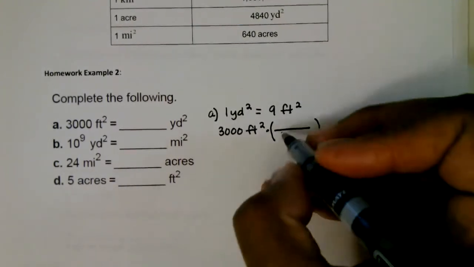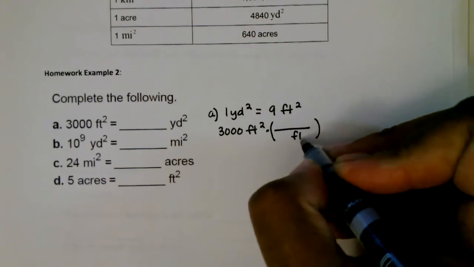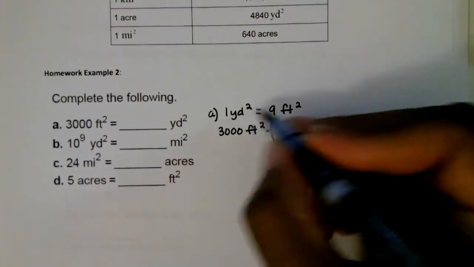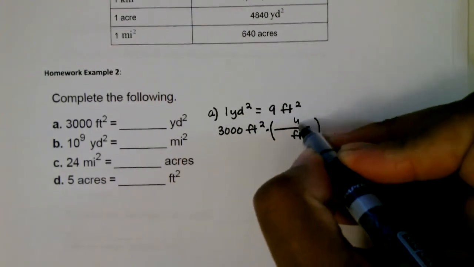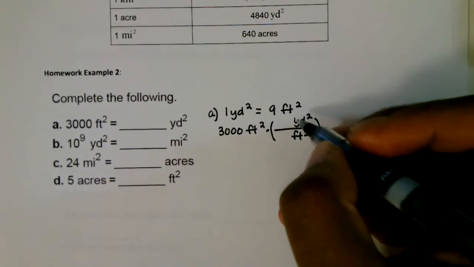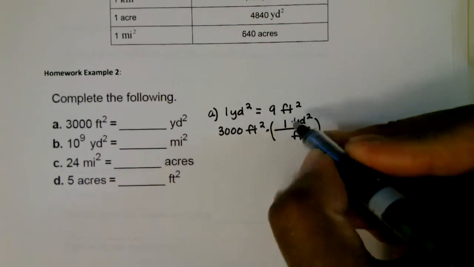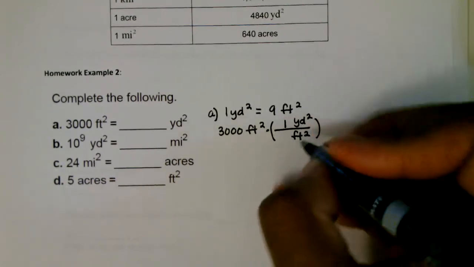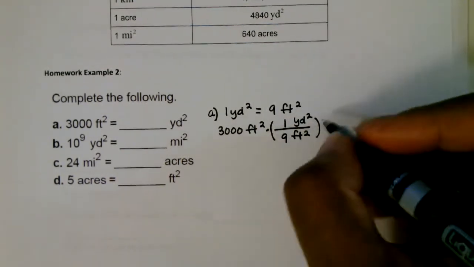I'm converting from square feet, so the square feet goes in the denominator, and I'm converting to square yards, so the square yards goes in the numerator. 1 square yard means the 1 goes in the numerator. 9 square feet means that the 9 has to go in the denominator.